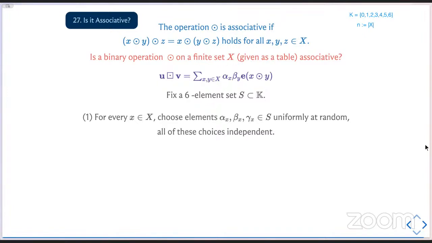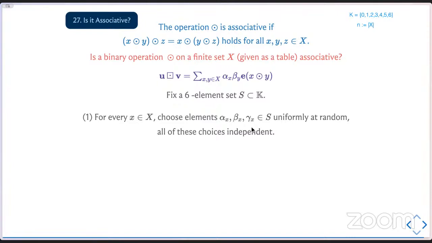The 6 will actually play a role in just a bit, so it's important that we fixed 6 elements. And now, for every element in your base set X, pick 3 elements from S uniformly at random. We're picking 3 elements just so that we can plug these into the 3 vectors on which we will be checking for non-associativity.